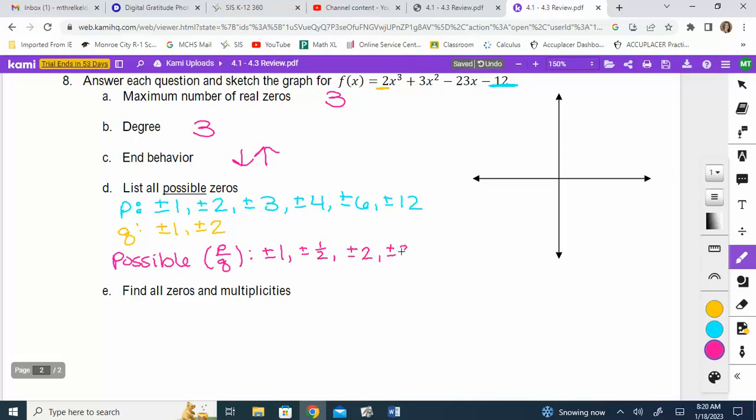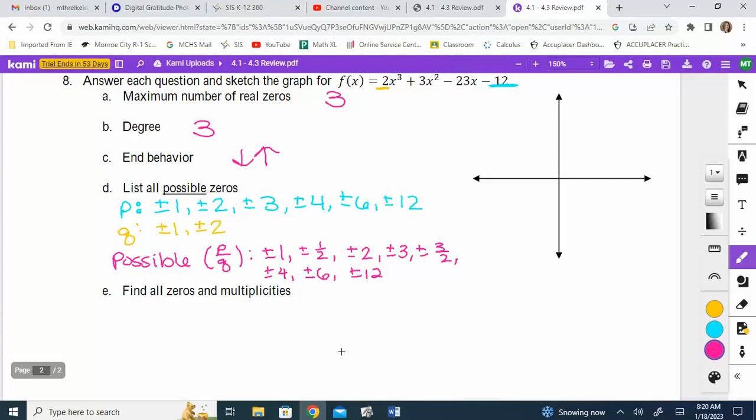3 over 1. 3 over 2. 4 over 1. 4 over 2 is 2, and I've got it. 6 over 1. 6 over 2 is 3, we've got it. 12 over 1, and 12 divided by 2 is 6. So that's everything, all the nice zeros that could work.